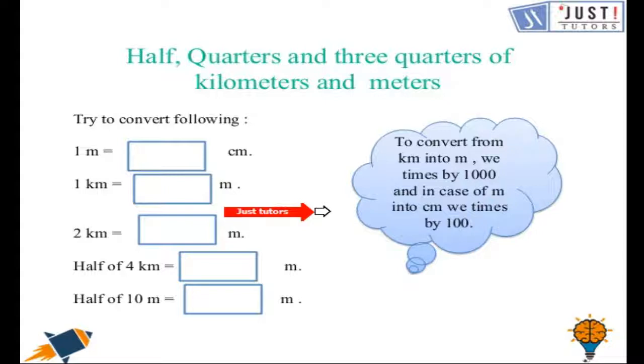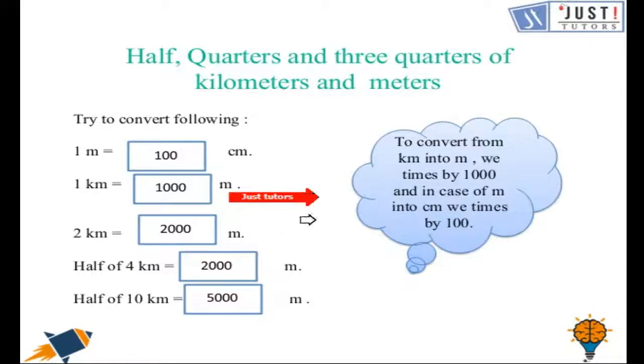You can pause the video to try them out, and once you are done with the answers, we will check them together. So 1 meter is 100 centimeters, 1 kilometer is 1000 meters. So 2 kilometers will be 2000 meters, and if you need to find out half of 4 kilometers, that will be 2000 meters, because 4 kilometers will be 4000 meters and half of it will be 2000. We will do the same with 10 kilometers and the answer will be 5000 meters. Well done. Congratulations if you have got all correct.